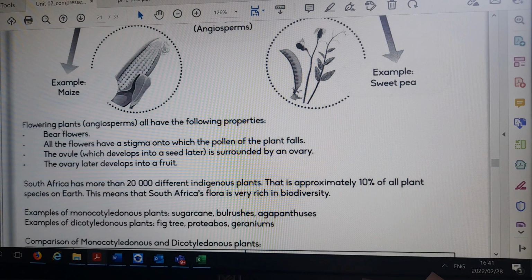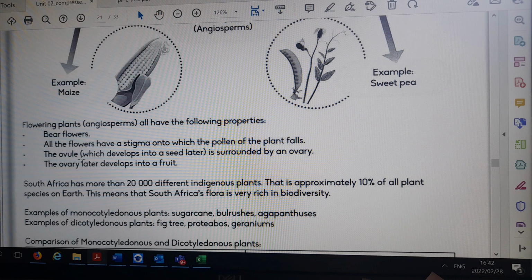They say flowering plants, which are angiosperms, all have the following properties. They bear flowers. All the flowers have a stigma onto which the pollen of the plant falls. Okay, so pollen of the plant will fall to the stigma.